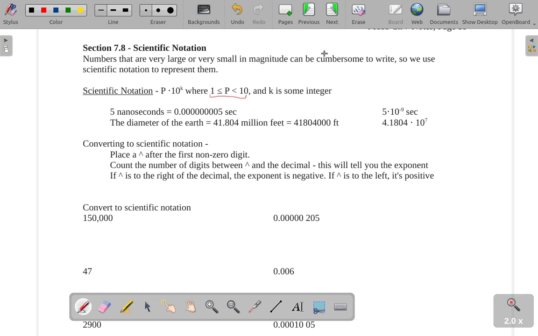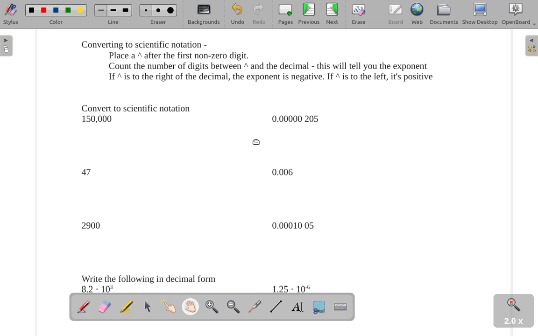So basically what this is doing is it's telling us what the digits are. That's what this first number tells us, what the digits are. The second number tells us where the decimal place is. So let's just look at some examples because I think that's easier.